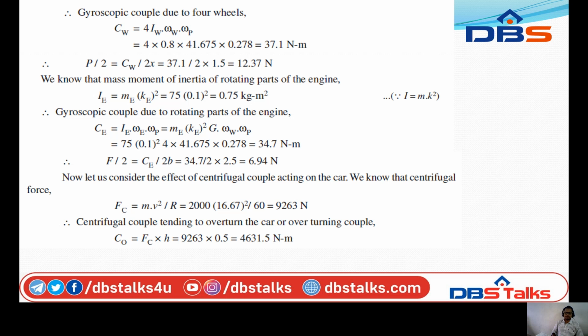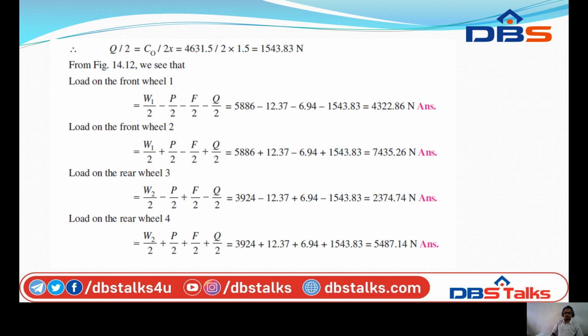So the reactions are vertically downward on the inner wheels and vertically upward on the outer wheels. So let's consider Q by 2. Q by 2 is equal to C naught by 2x. So 4631.5 by 2 into x is 1.5, that is 1543.83 newtons.